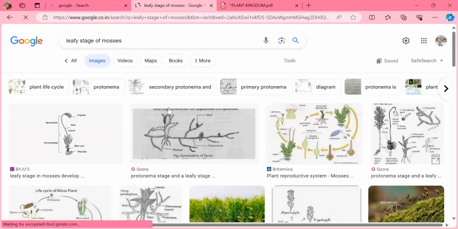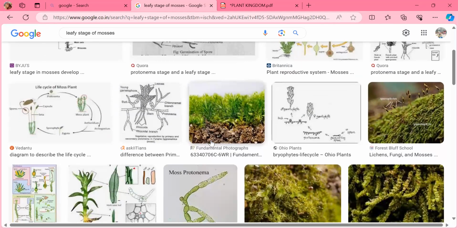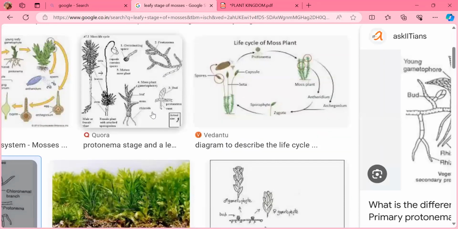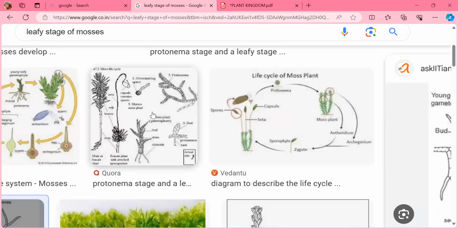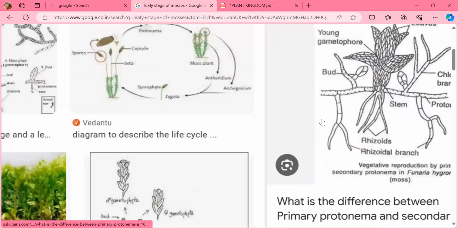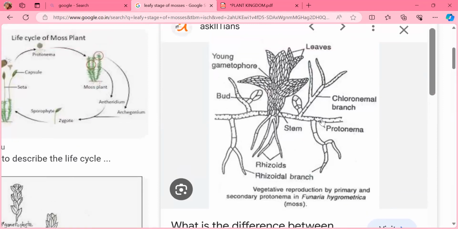Let us see that. Now see. Which of the pictures is showing it better? Yeah, look, this one. See here. This part, which is the creeping part, is the protonema stage. And then the lateral bud of this protonema gives rise to this leafy stage. You're seeing this leaf-like structure? It is the body of the gametophyte. Got it?